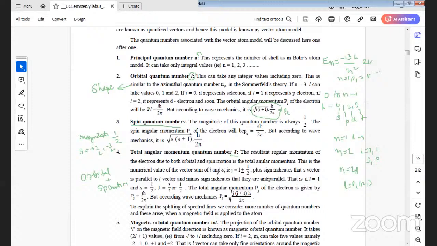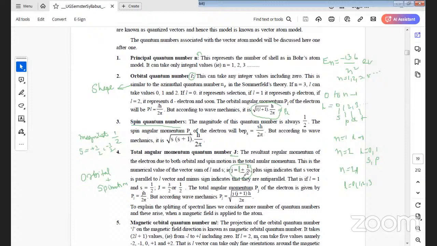So the numerical values of this vector sum of L plus S are usually expressed as J is equal to L plus or minus half. Here the plus sign indicates that we have J equals L plus half, and we also get L minus half.